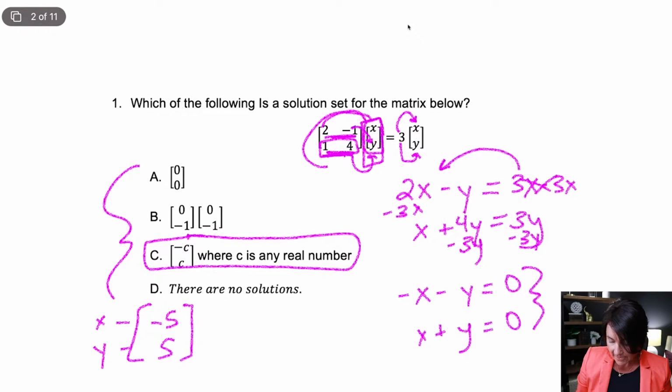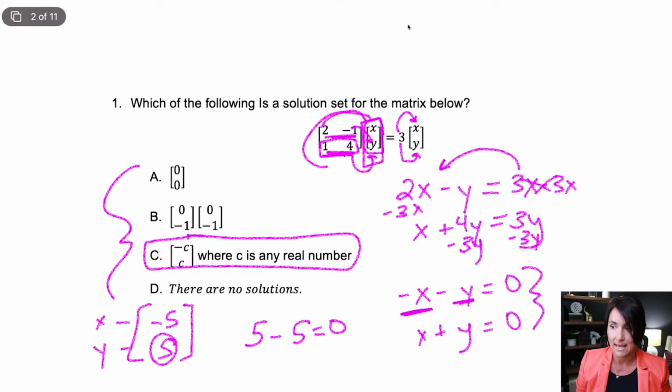So if I have -5 here, if I were to put that in, that would be minus -5, which makes it a +5, minus Y, -5 equals 0. Is that true? Yes, it is. And let's put a -5 here, and that's a positive, so it's going to stay -5. And let's put a 5 there, plus 5 equals 0. Is that true? Yes and yes.